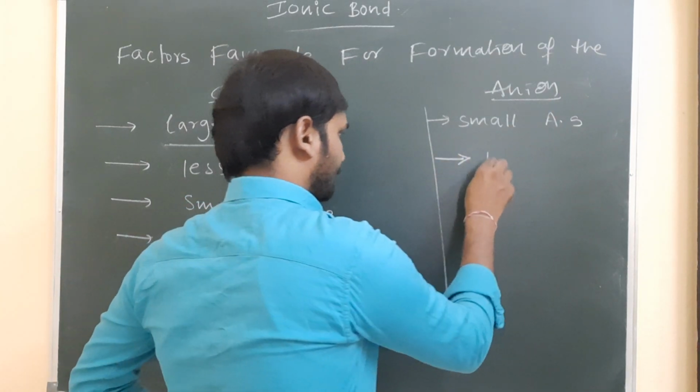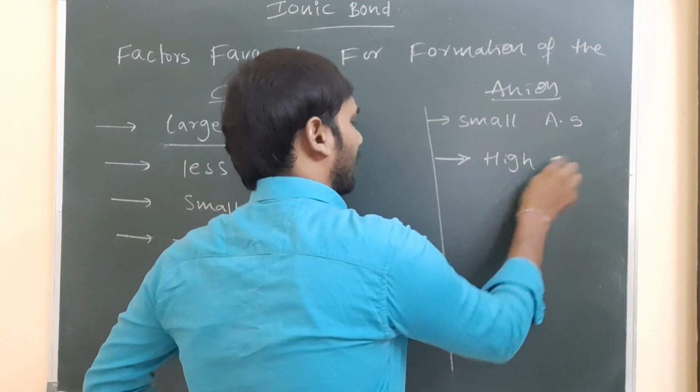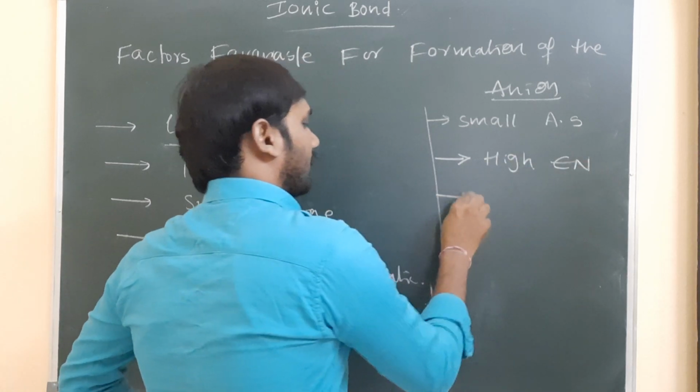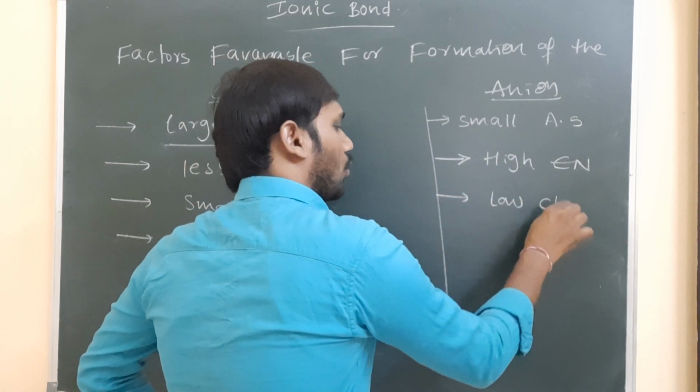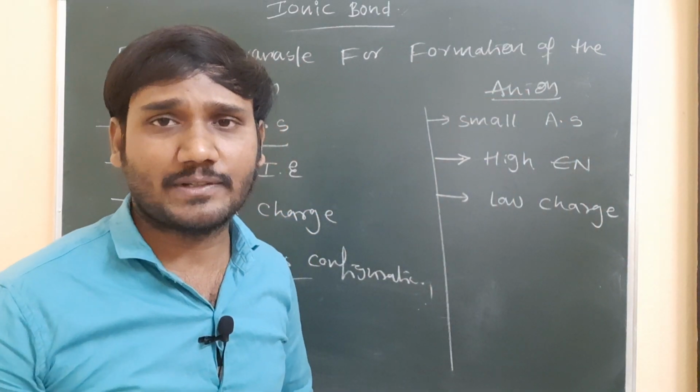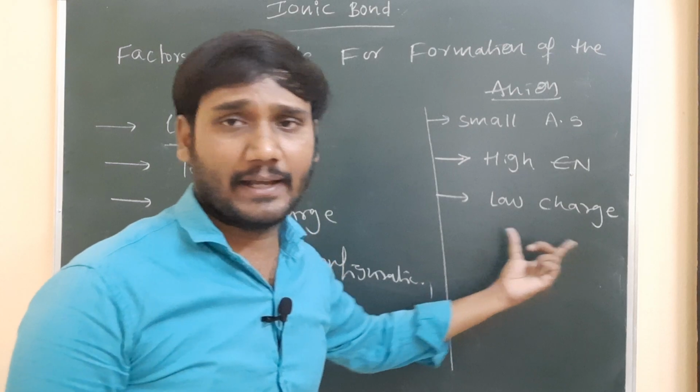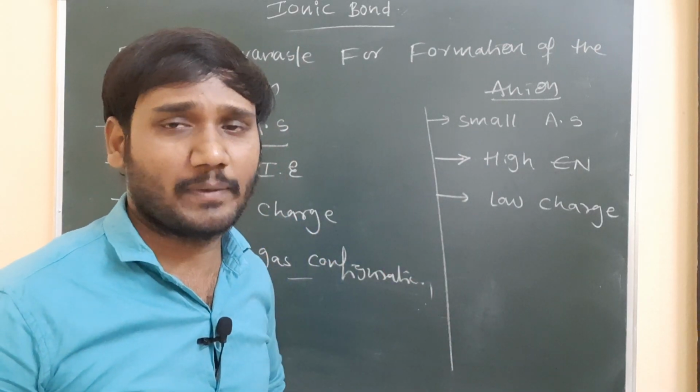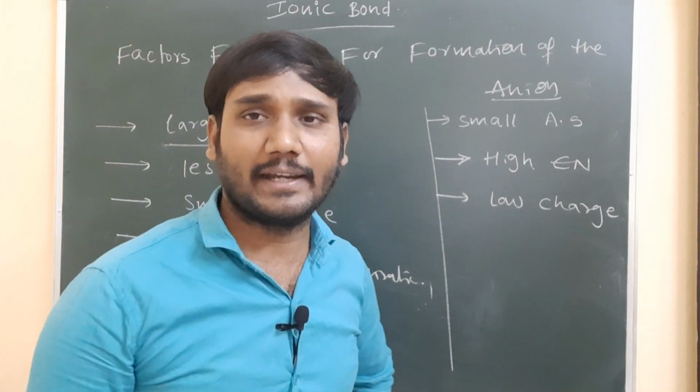At the same time, high electronegativity, and at the same time, low charge. These are the favorable conditions for the formation of the anion. Low charge for the cation, low charge for the anion, same factor, because as the charge increases, the stability decreases.